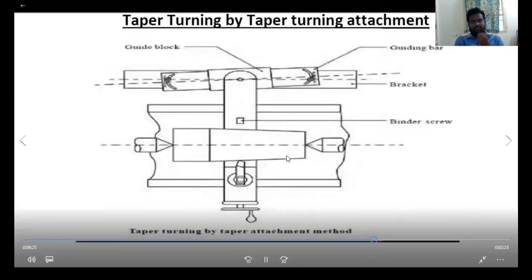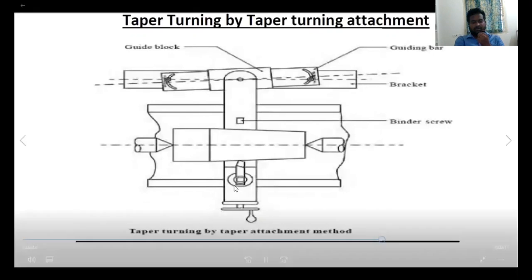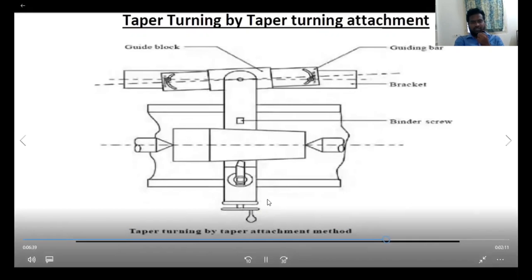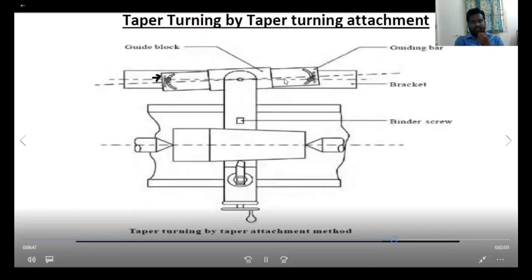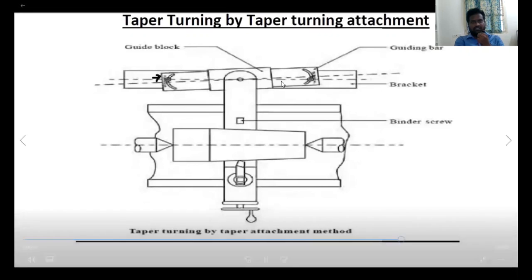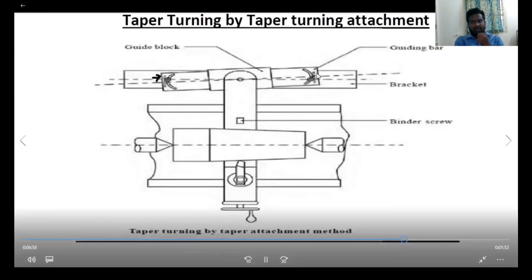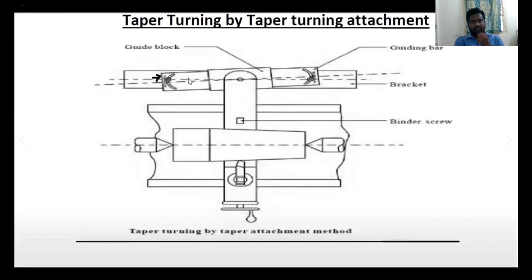The last method is taper turning by the taper attachment method. We have discussed already that the workpiece is fixed. This is the center, this is the center, fixed to these two centers. Here the tool post and here the cross slide. The cross slide is attached to this guide rail, and this guide bar has graduations on it. Here also it has graduations. So this guide bar is swiveled on this guide block.